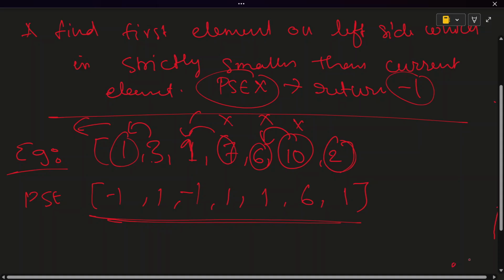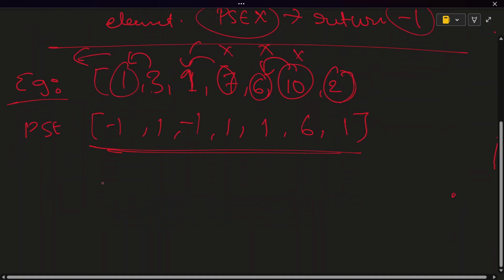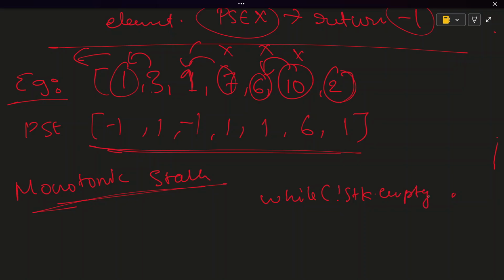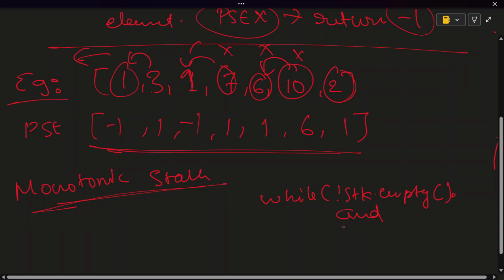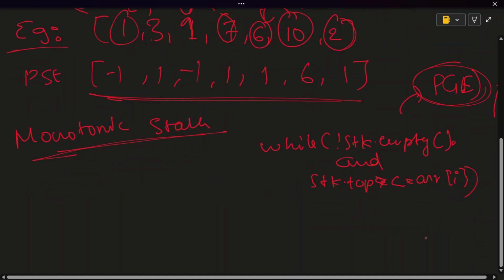So brute force is also the same. Now I'll just explain the monotonic stack approach here also. Previously we were checking while not stack.empty() and stack.top() is less than or equal to array[i], right? This is for the previous greater element. Now for the previous smaller element, let me show what happens.